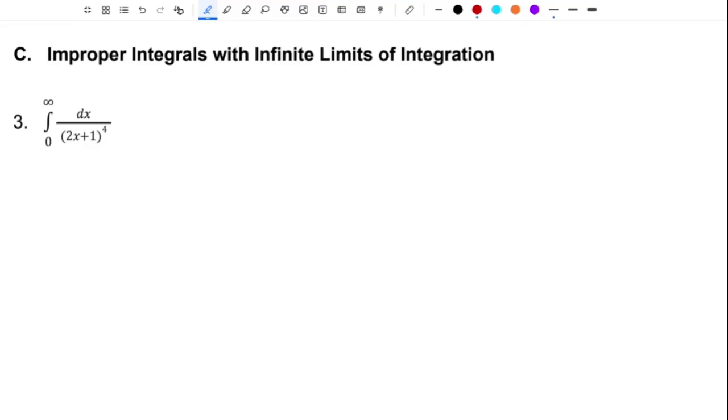Okay, let us move on to our third item, which is improper integrals with infinite limits of integration. Here, we need to apply a certain definition for a certain problem. We have an upper bound of infinity and a lower bound of 0. The correct definition we can use here is Definition 1, the definition of improper integral with upper limit.